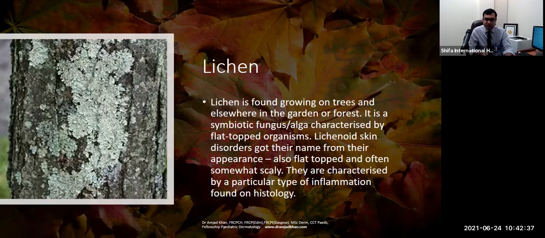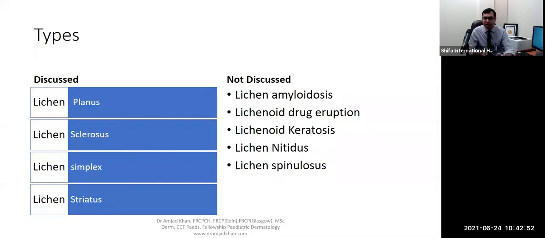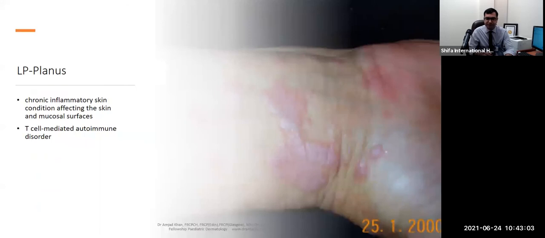This is lichen, these grow on the tree trunk in a garden or forest. It's a symbiotic fungus and algae, and that's where the name comes from, lichen. So the skin impression is similar to that. So it can be lichen planus, lichen sclerosis, lichen simplex, lichen striatus, or other things as well, which are less common. So I've discussed 4 of them, and a few of them I haven't discussed today.